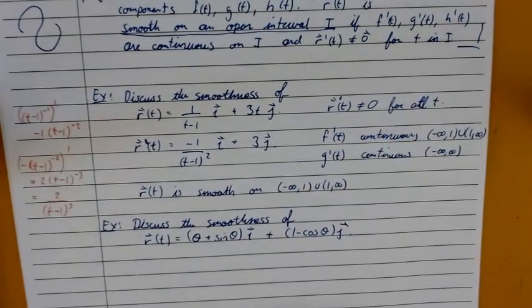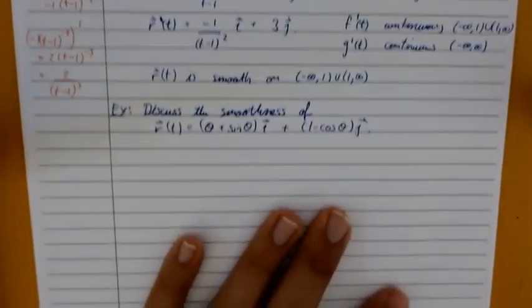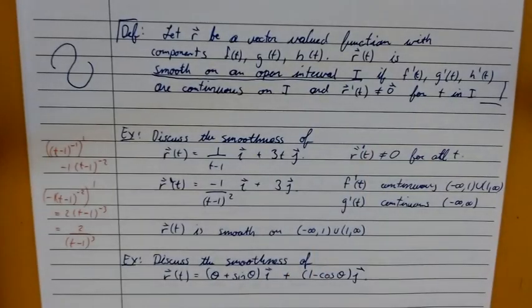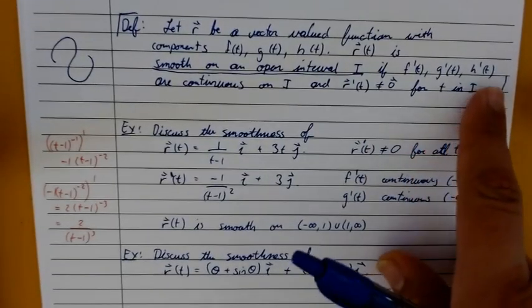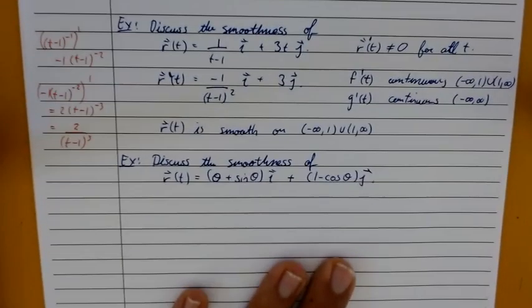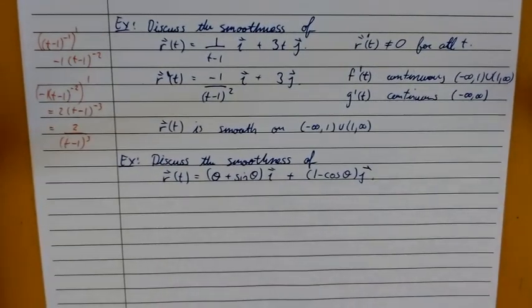And again, this is just a two-component function in the plane. If you can discuss something in the plane, it's easy enough to discuss it out in space, because you would just have a third component. So go ahead and give that one a try. Go ahead and pause the video, and once you have a statement on the smoothness of this function, go ahead and unpause and we'll go through it together.